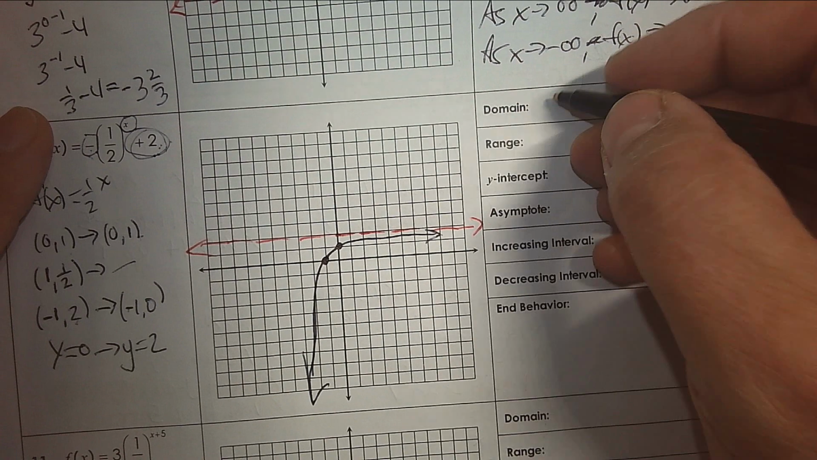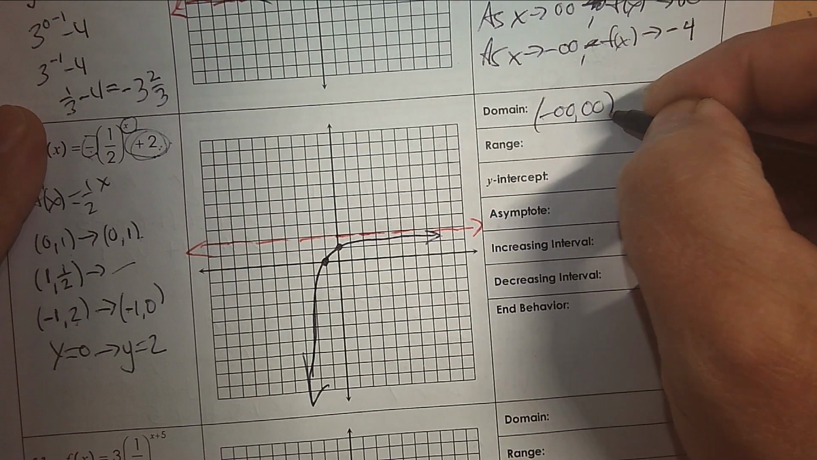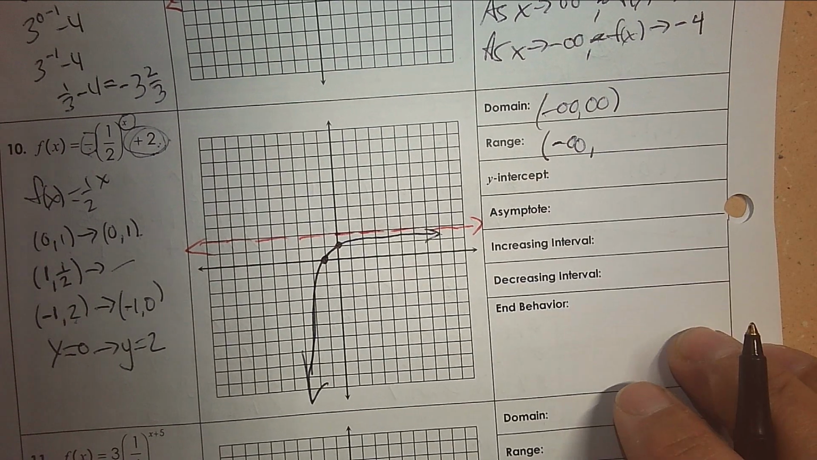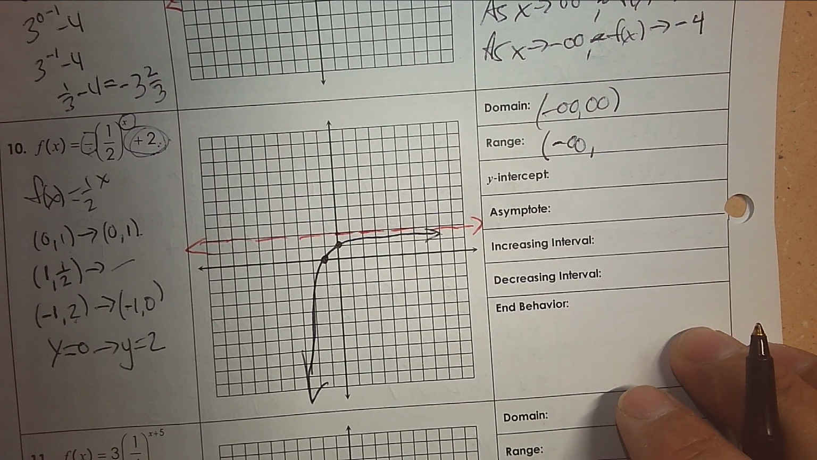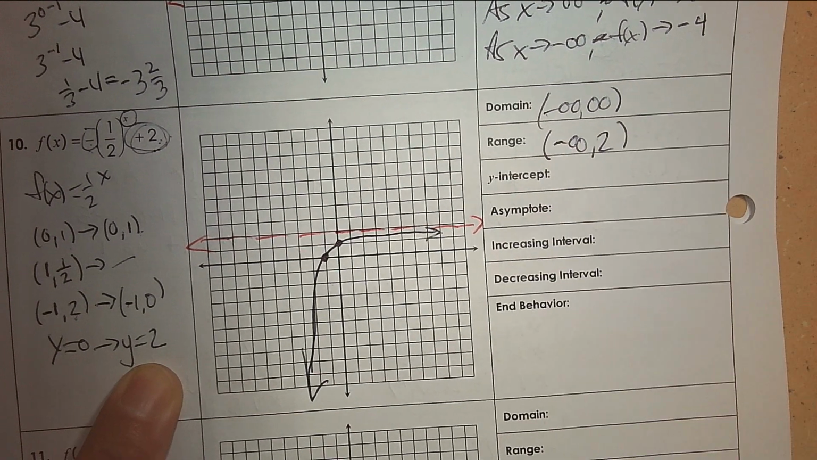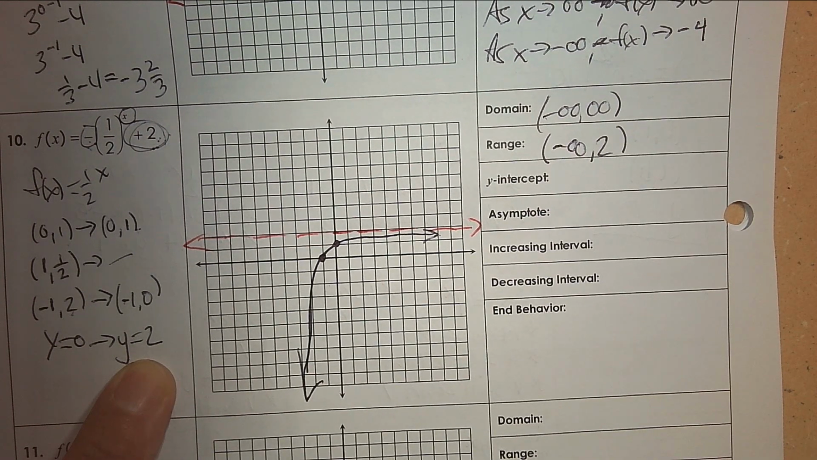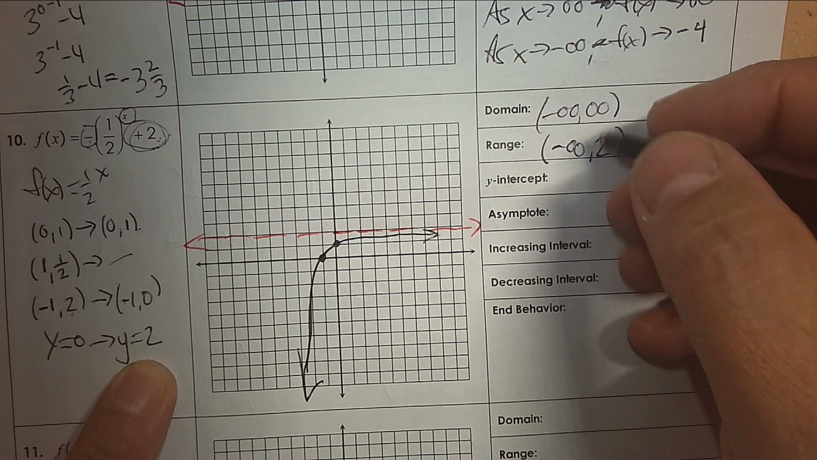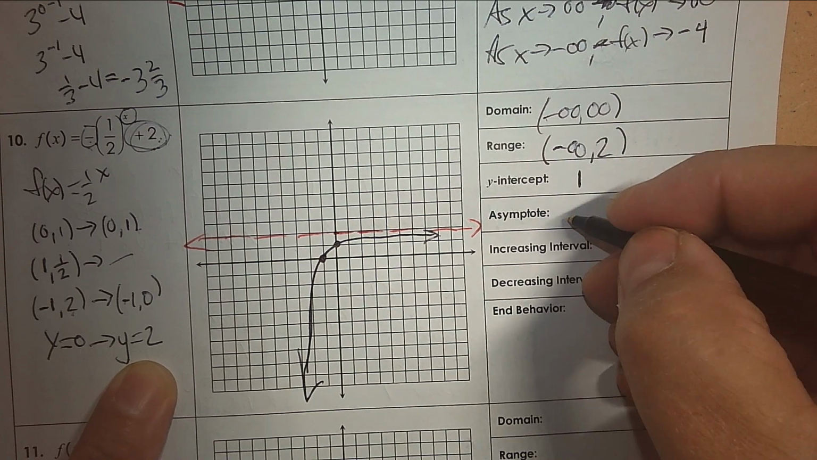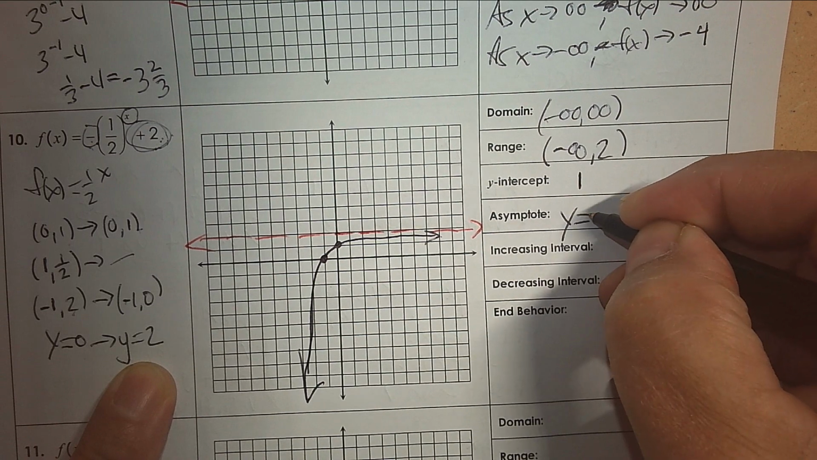Now, the domain is all real numbers. This one you got to be tricky with because the bottom of the range is actually negative infinity, and it goes up to what number? See how I have to be careful? From bottom to top. The y-intercept is 1 still. The asymptote is at y equals 2.